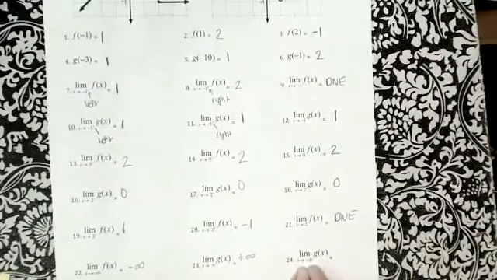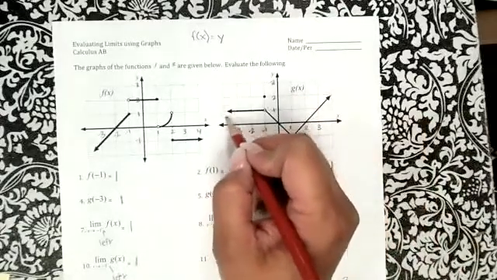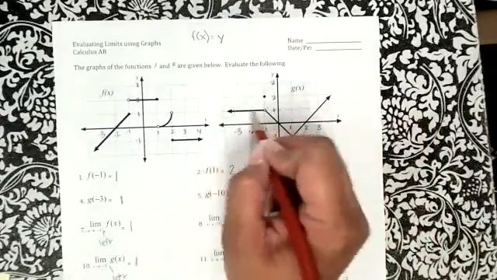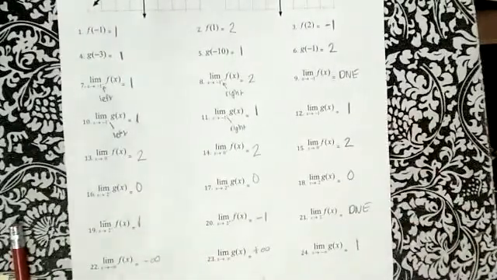Here's g of x, and we're going to go negative infinity. So here's g of x. X is going to negative infinity. We have this arrowhead, and that arrowhead is at the number 1. So I hope you guys got all of these correct.